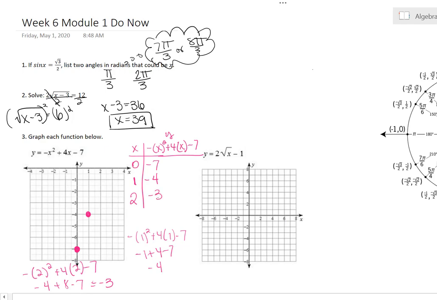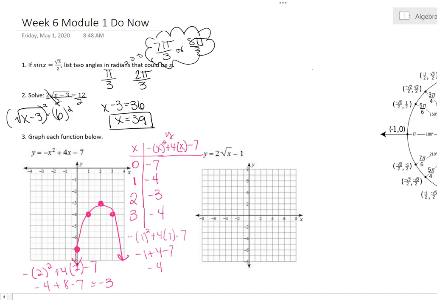Let's plug in a 3. So just remembering basics of plugging in values. And when you plug in a 3, I'm just going to do some mental math here. Negative 9 plus 12 minus 7. That should get us back to that negative 4. So we should see we have that vertex. It's negative, so that means it's opening downwards, something like that.